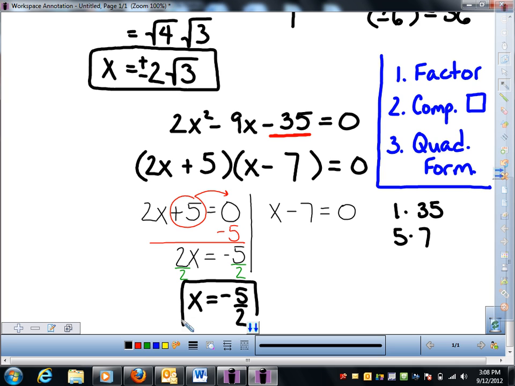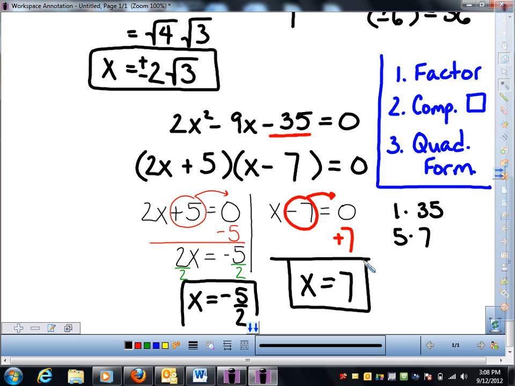On the other side, this one's much easier for me to look at. If I take that 7 and wrap it over, it's going to become a positive 7. So now when I set this up, I end up with x equals a positive 7, and there's my other solution. So my two solutions for this particular problem are x equals negative 5 halves, x equals 7, and that's how we solve quadratic equations, either by factoring or by using that square root method that we looked at before.